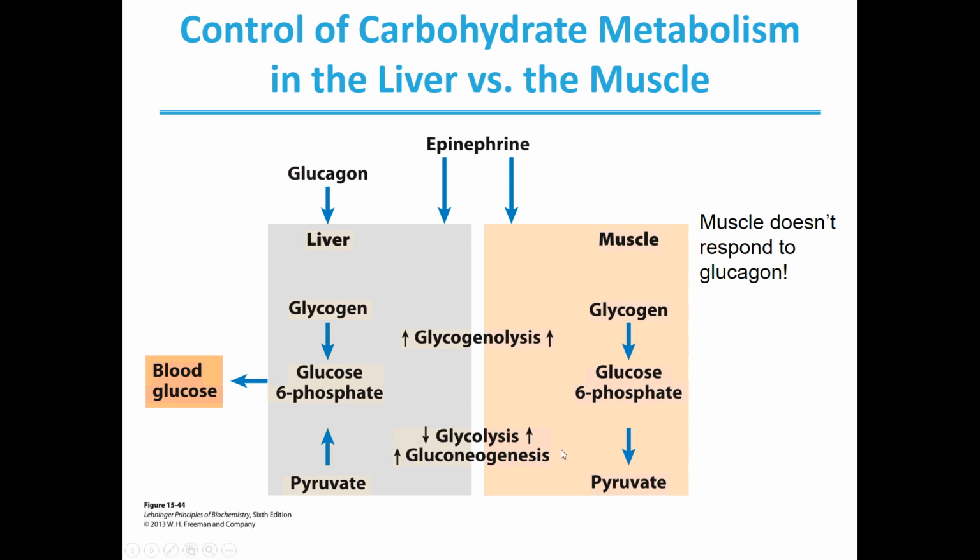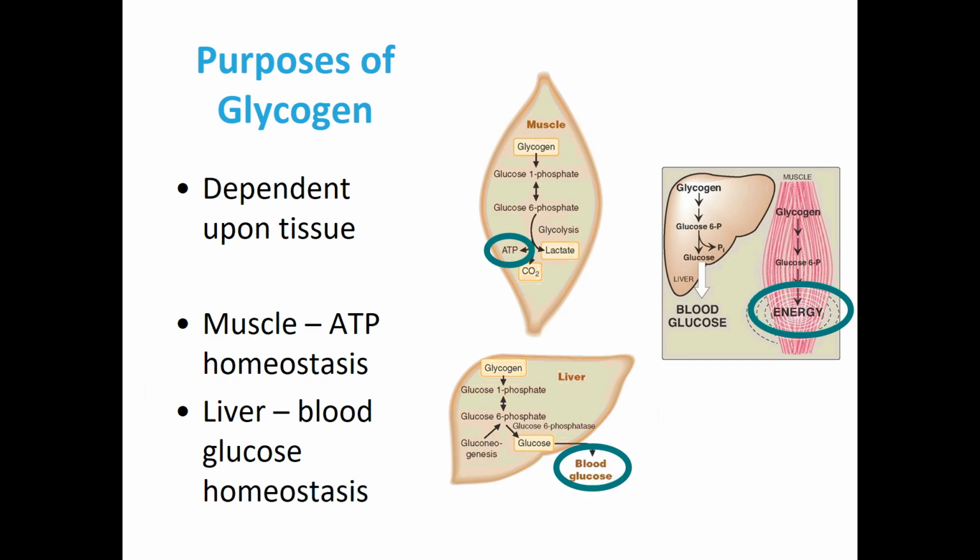In the muscle, in response to low blood glucose, we actually keep our glycolysis upregulated. The muscle can't worry about what's going on everywhere else. The muscle just needs to make sure it keeps an energy supply for muscle contraction. And that's really what this last figure is showing you here.